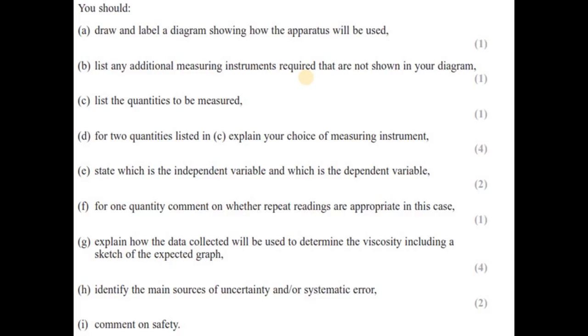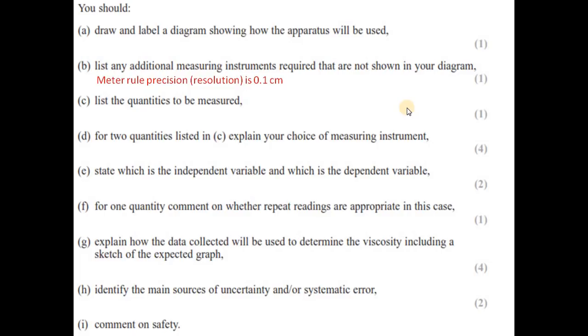Part B, list any additional measuring instrument required that is not shown in your diagram. If you recall the diagram, I did not mention the meter rule. So the additional measuring instrument we need is the meter rule, because its resolution is 0.1 centimeter and it is an appropriate instrument to measure the distance between two marks on the cylinder.